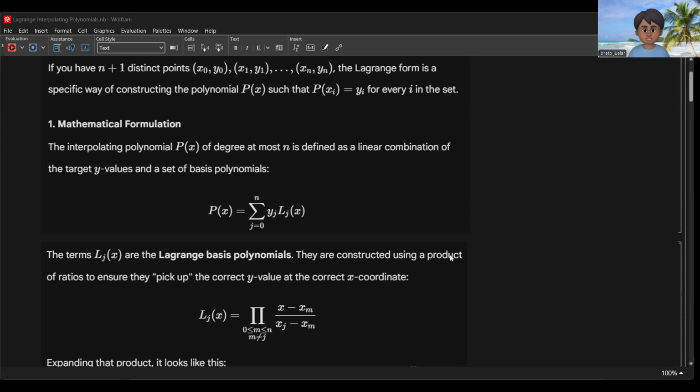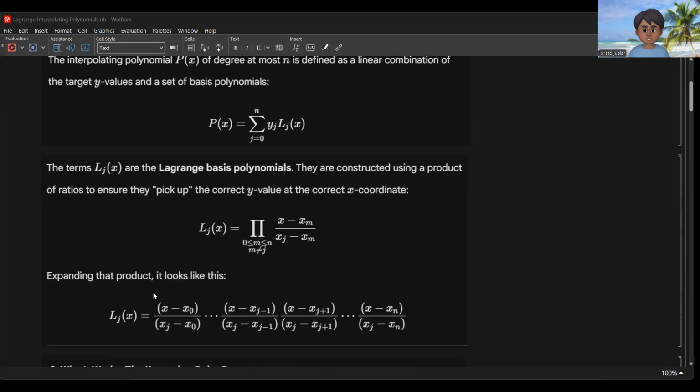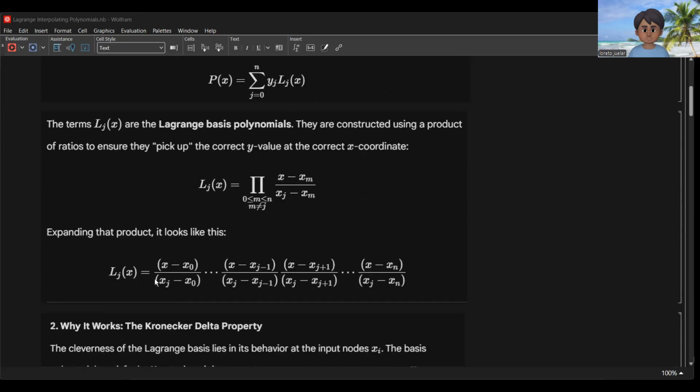They are constructed using a product of ratios to ensure they pick up the correct y value at the correct x coordinate. So we have the l sub j of x here, the product of the ratio of x minus x sub m all over x sub j minus x sub m, where m here is from 0 to n, and m must not be equal to j. So expanding that product, it looks like this.